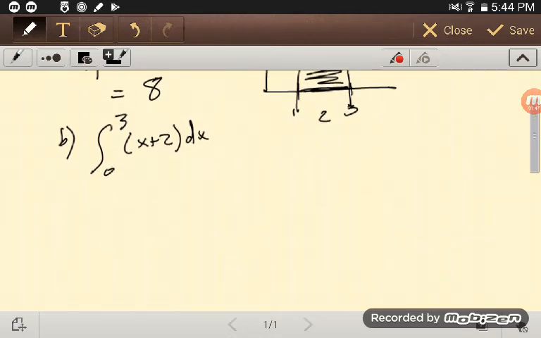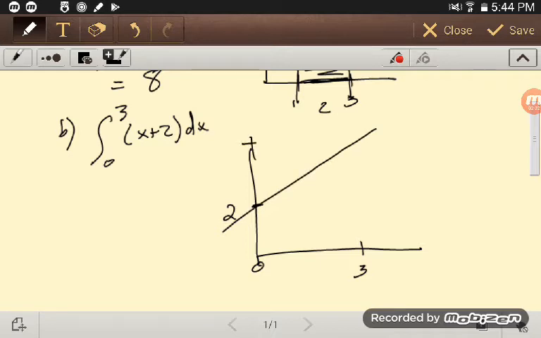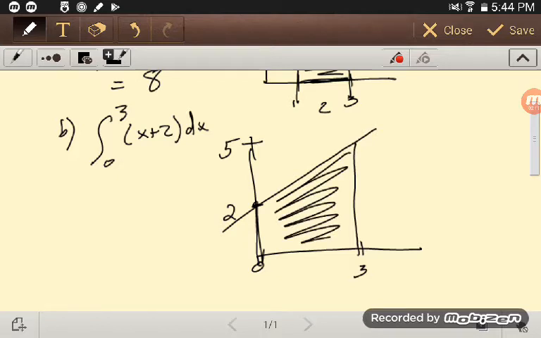And again, well, I draw the picture. So this is 0, this is 3. Now x plus 2, it starts off here at 2, and it goes with a slope of 1. And so by the time I get up here, this is 5. And so this definite integral is asking about that area. It can be interpreted that way.